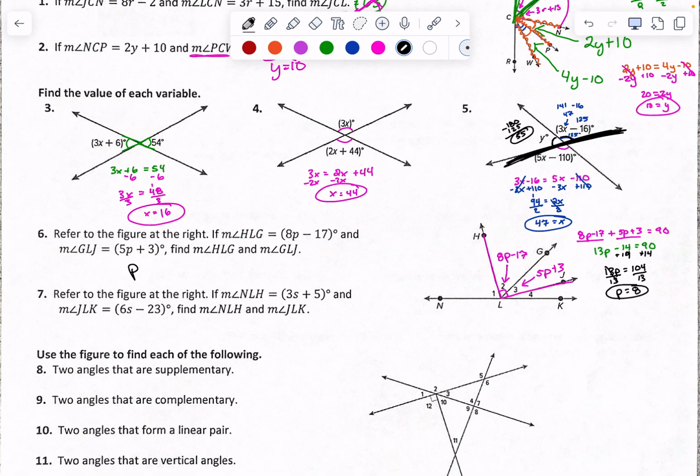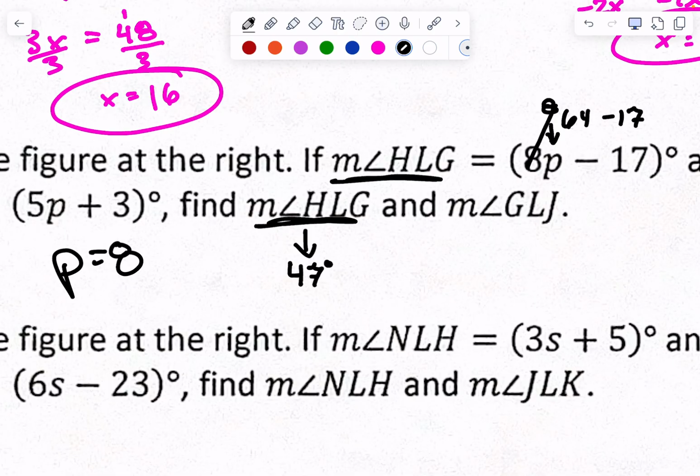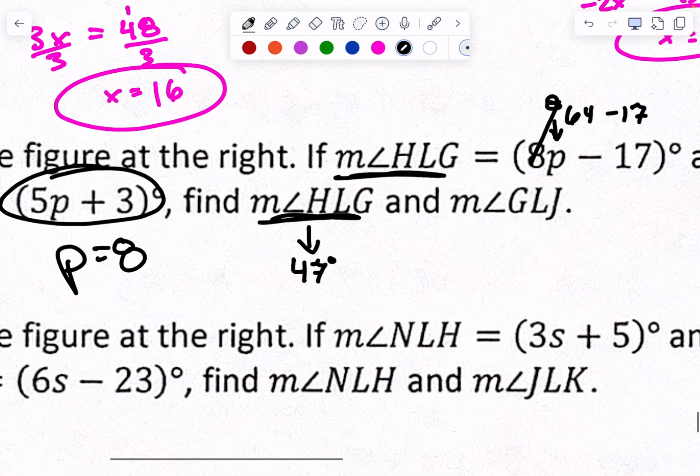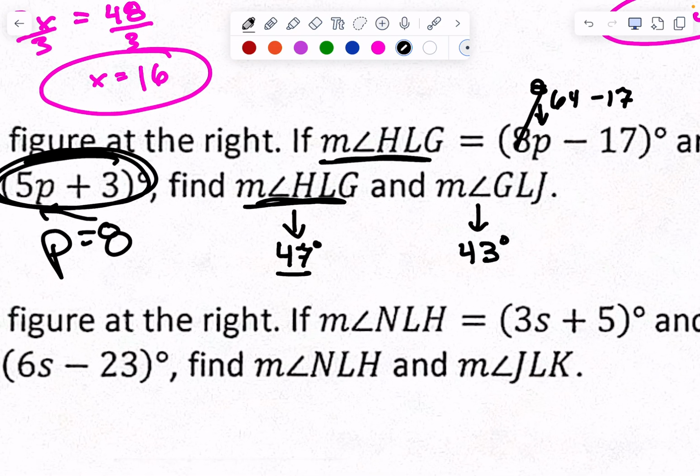But then they want HLG, which is right here. So I'm just going to plug 8 in here. 8 times 8 is 64 minus 17. So this guy is 47 degrees. GLJ is this guy. I could plug it in here, but I know that those two have to add up to be 90. So if this one's 47, the other one has to be 43. Or you could plug the 8 in there. Should be 43.